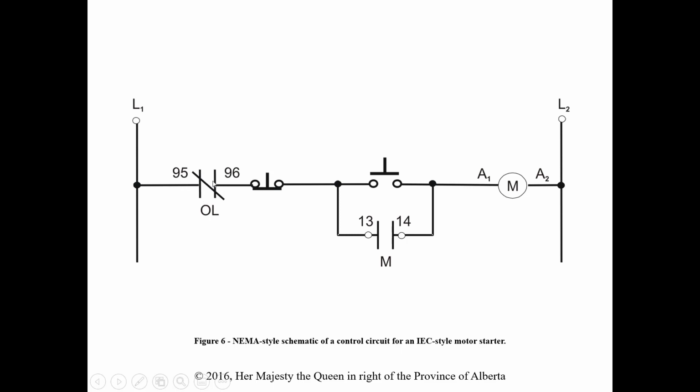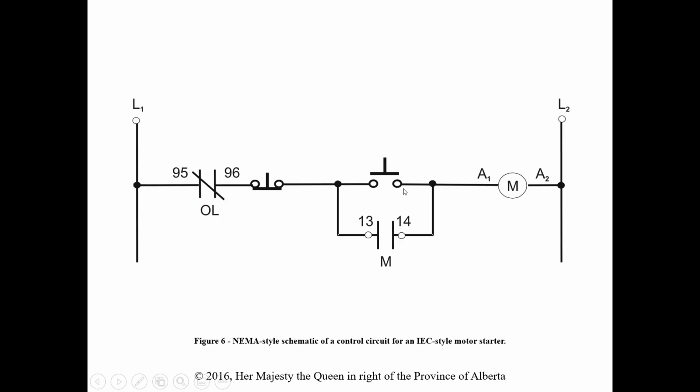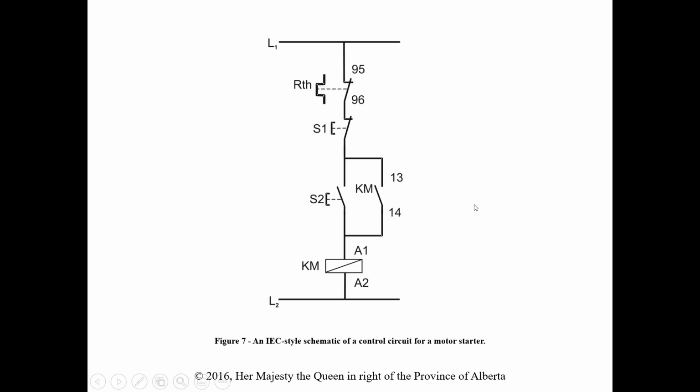The other difference is the overloads are actually labeled with numbers 95 and 96. And these numbers are literally right on the motor starter itself. So we can see all these, and we'll see them when we do the lab. Other than that, functionality of this circuit and this circuit is exactly the same. Just the labeling is different.